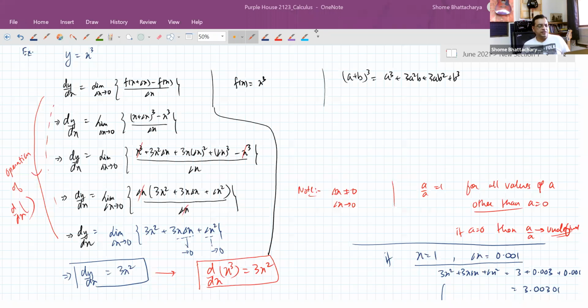Please go through the steps that I've applied over there for differentiation of x cube, how it finally comes out to be 3x square, very carefully. And let me know if there is any doubt whatsoever in any of the steps.